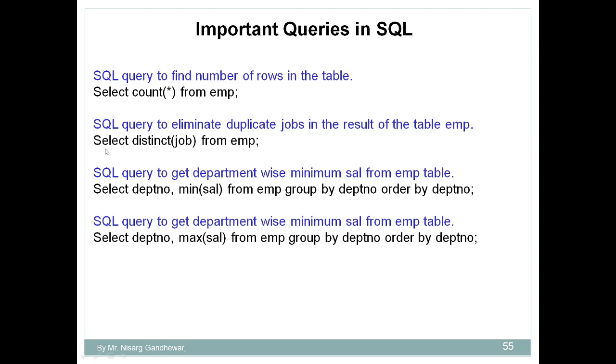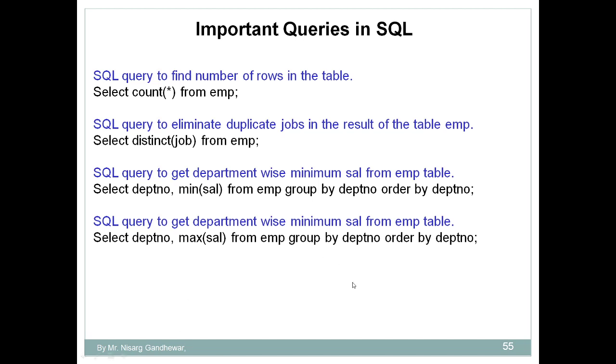Now the next problem statement is: write a SQL query to get department wise minimum salary from the employee table. We know that in the employee table there are three departments, department number 10, 20, 30, and in every department there are a number of employees. In this problem statement we want to display a result like this. Suppose the department number is 10, what is the minimum salary of an employee, that we want to display. Similarly for department number 20, what is the minimum salary, and for department number 30, what is the minimum salary. That kind of output we are expecting here.